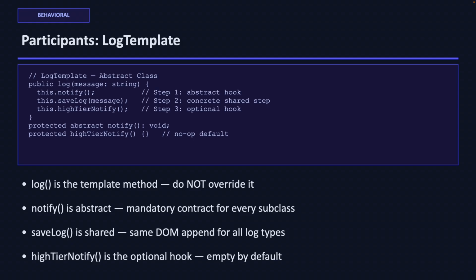And then we have the higher tier notify. This is declared as a concrete method with an empty body. That's the optional hook. The default behavior is to do nothing. Only subclasses that need escalation behavior have to implement or override it.